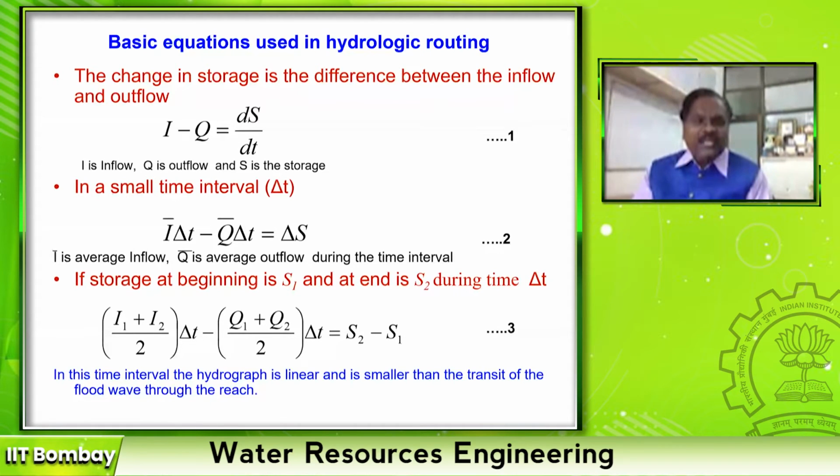S1 and S2 are storage in the reservoir: S1 at the starting of the flood, and S2 is storage at the end of the flood for a given time period, delta T. So substituting this is the basic hydrologic equation used, or water balance equation used in hydrologic routing.